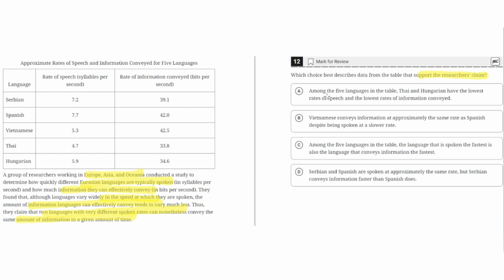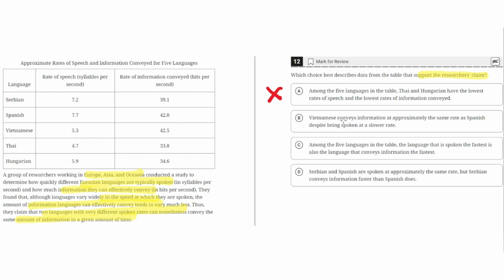So option A says, among the 5 languages in the table, Thai and Hungarian have the lowest rates of speech, and the lowest rates of information conveyed. So let's see if this is true. So Thai is spoken at 4.7, and Hungarian at 5.9. But here it shows that Vietnamese is spoken at 5.3, so Thai and Hungarian aren't spoken at the lowest. Thai and Vietnamese are. So A is incorrect simply because it does not use the correct information from the table.